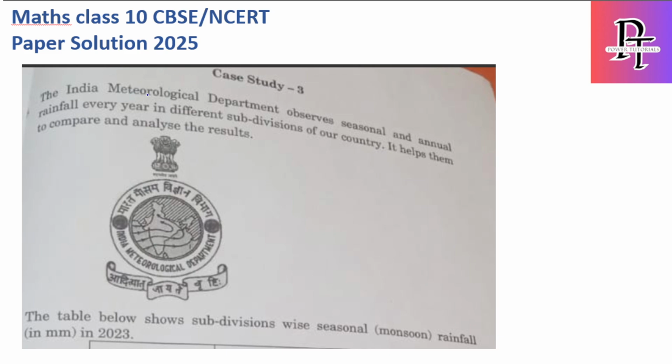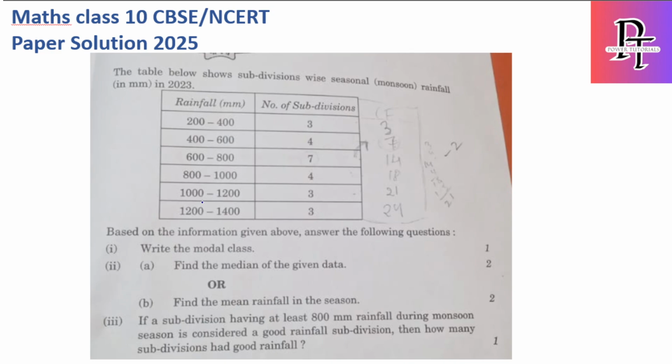The India Meteorological Department observes seasonal and annual rainfall every year in different subdivisions of a country. It helps them to compare and analyze the results. Okay, the table below shows subdivision-wise seasonal monsoon rainfall in 2023. So we have the rainfall data and the number of divisions.